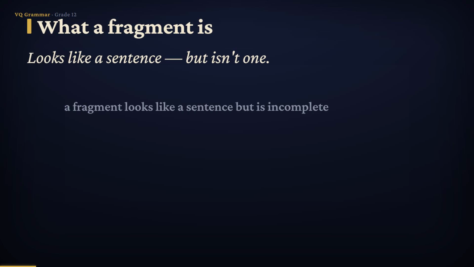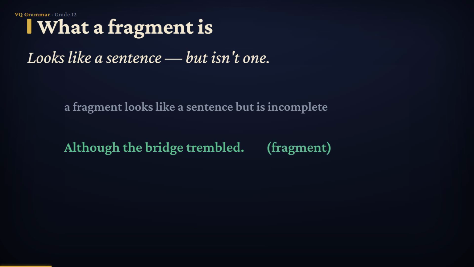A fragment looks like a sentence. It opens with a capital letter and closes with a period. But it's incomplete, missing something a true sentence has. Take this. Although the bridge trembled. It begins with a capital and ends with a period, yet it leaves you hanging. Trembled, and then what happened?